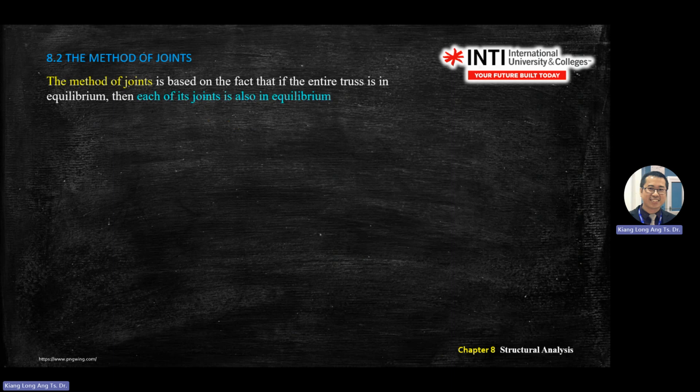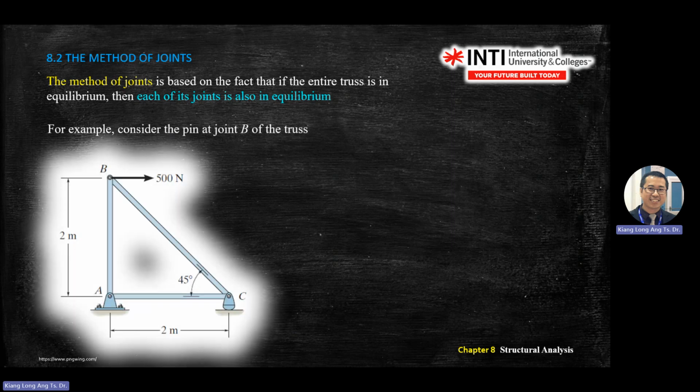So we start to introduce the method of joints. If the truss is in equilibrium, it means all the forces equal zero and all the moments equal zero, then each of the joints is also in equilibrium. So you look at the joint, and the forces at this joint will be in equilibrium.